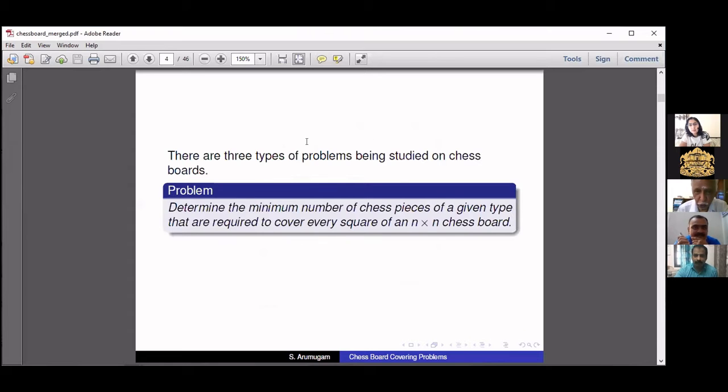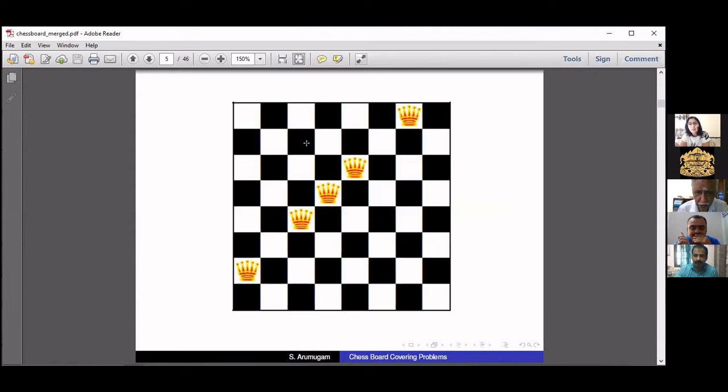So, the solution. If we find out how many queens are required to cover white squares and how many queens are required similarly for black squares, we will get the total answer. Here I have put everything in the white cell. It covers the whole thing.